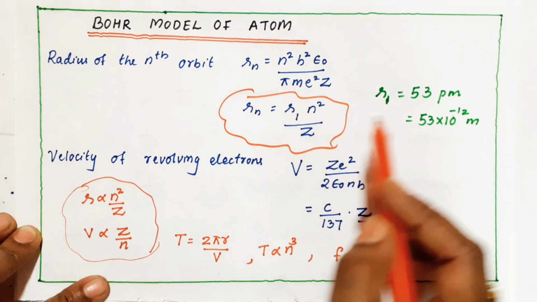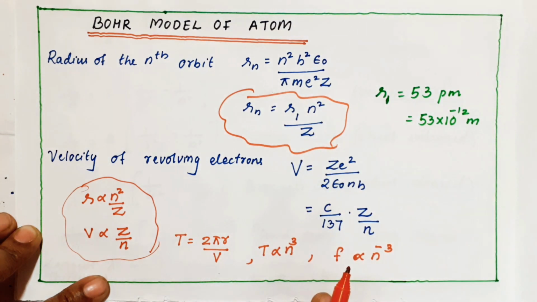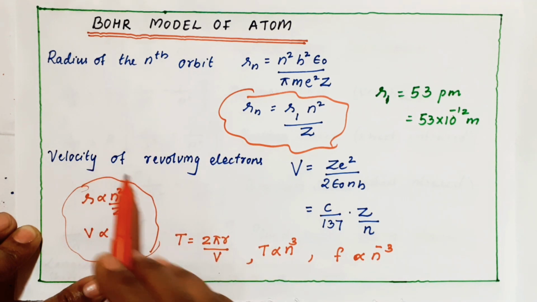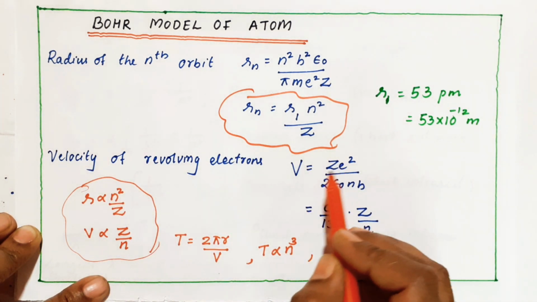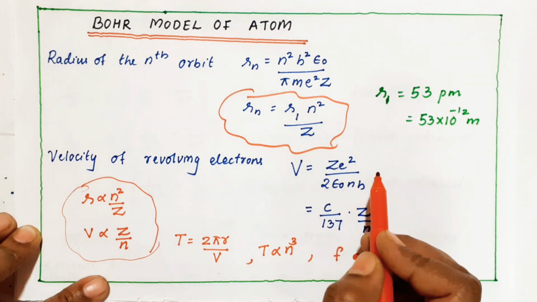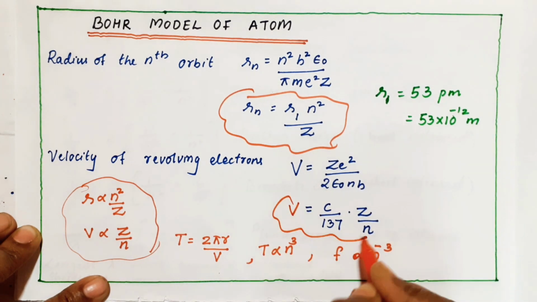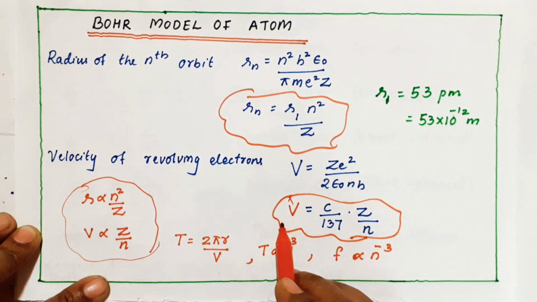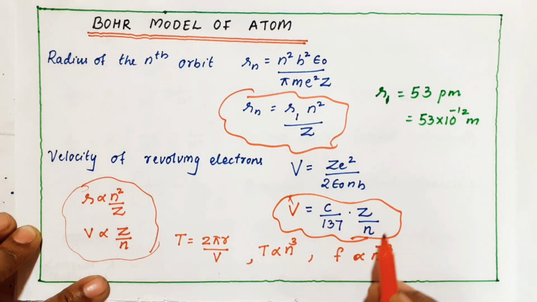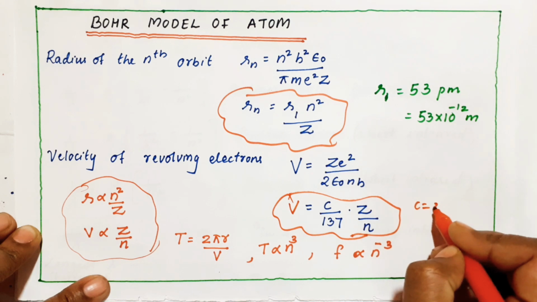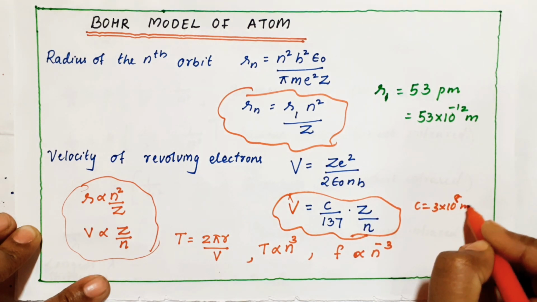R1 is the radius of the first orbit and it is 53 picometer. The velocity of electron, that also we can find by an equation, Z e square by 2 epsilon 0 n h. If you are not remembering this also, no problem at all. Remember the equation V equals C by 137 into Z by n, where C is nothing but 3 into 10 power 8 meter per second.